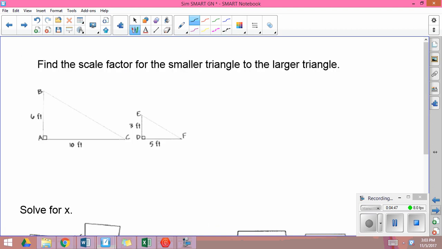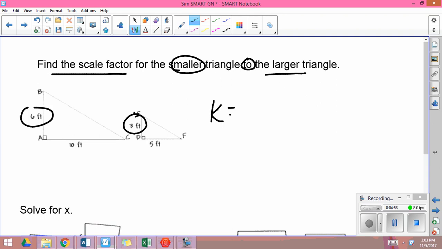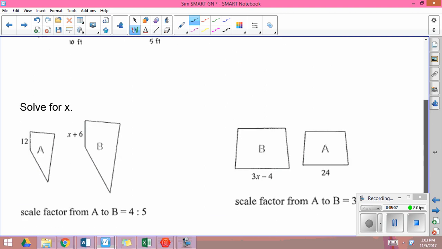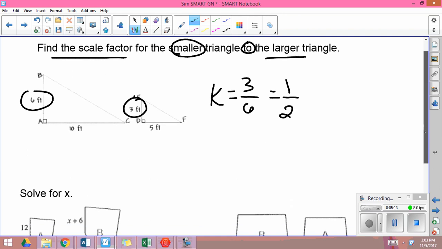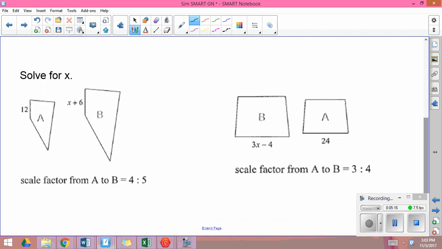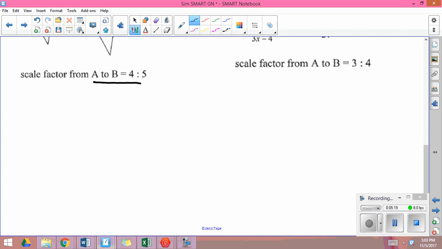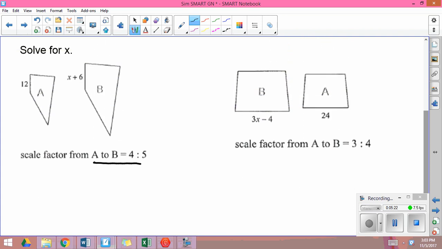So when I look at a very straightforward example here that says find the scale factor, smaller to larger, I want to put the smaller on top, corresponding sides. k is 3 over 6, which is 1/2. And it is that straightforward and that simple. When we're given problems to solve for x, you want to be sure to look at the scale factor. My scale factor from a to b is 4/5. This 4:5 with the colon is another way. It just reports out as a fraction.